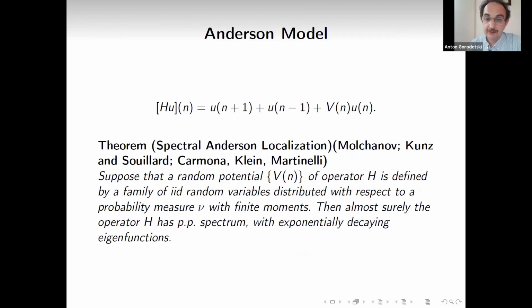So this was first obtained by Pastur and Molchanov in the continuum case. Then Kunz and Souillard proved it under the assumption that the distribution is absolutely continuous, and the case when the distribution is Bernoulli was finally done by Carmona, Klein, and Martinelli. The claim is the following. If you consider this Anderson model, with the random potential defined by a family of identically distributed independent random variables, then almost surely the operator has pure point spectrum and the eigenfunctions are exponentially decaying.